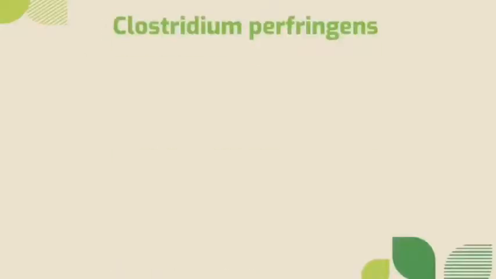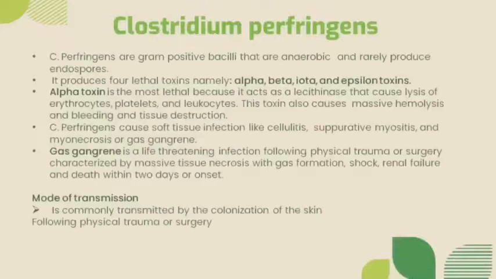Next is Clostridium perfringens. They are gram-positive bacilli that are anaerobic and rarely produce endospores. It produces four lethal toxins, namely alpha, beta, iota, and epsilon toxins. Alpha toxin is the most lethal because it acts as a lecithinase that causes lysis of erythrocytes, platelets, and leukocytes. This toxin also causes massive hemolysis and bleeding and tissue destruction.